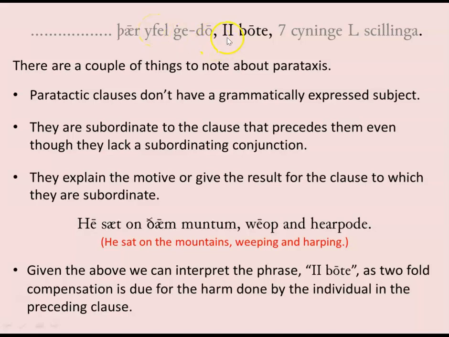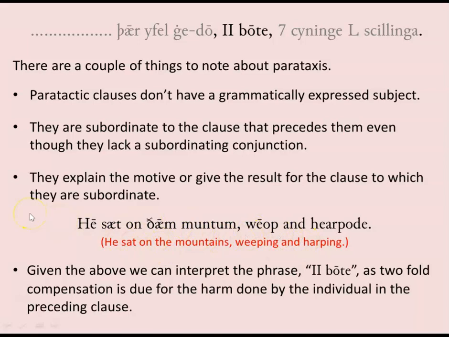Okay, so terse, to the point, clear, minimal amount of words, no subject, nothing. It is a subordinate clause and it is the consequence. They explain the motive or give the result for the clause to which they are subordinate. So toi bota, twofold compensation, is a consequence of everything that followed in the previous clause. Okay, an example of that: he sat on tham muntum, way up and herpode. He sat on the mountains, comma, weeping and harping. So weeping and harping was an explanation for why he sat on the mountains. It explains what has happened in the previous clause.